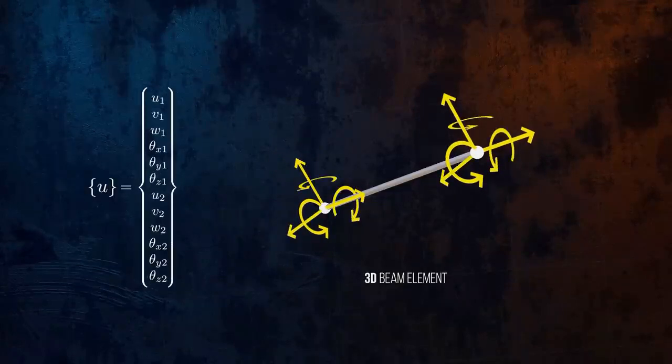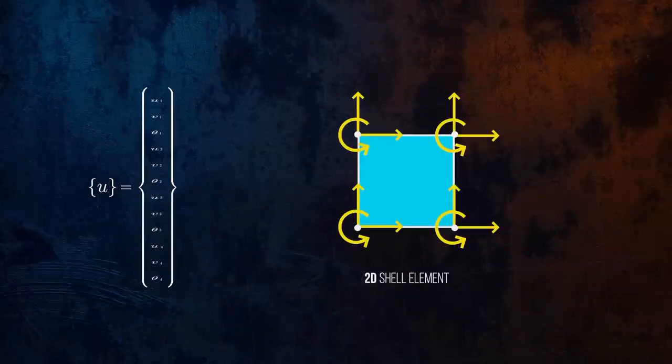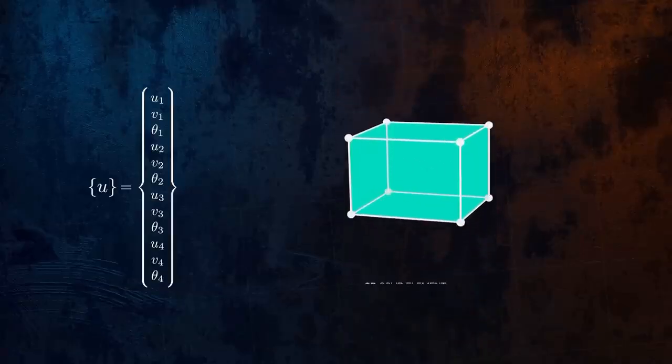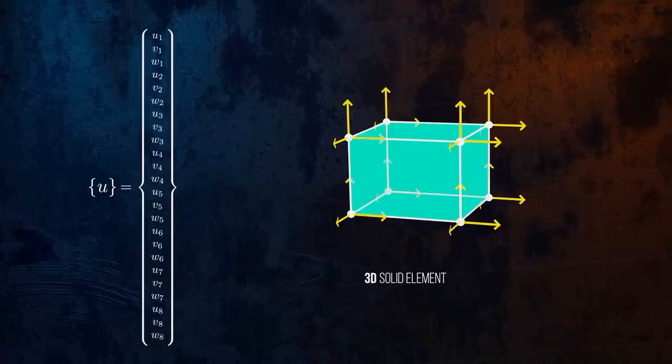A shell element node also has 3 degrees of freedom in 2 dimensions, but since the element has 4 nodes, it has 12 degrees of freedom in total. The nodes of a solid element only have 3 translational degrees of freedom. The nodes aren't allowed to rotate, and instead, rotation of the element is captured by translation of the nodes.